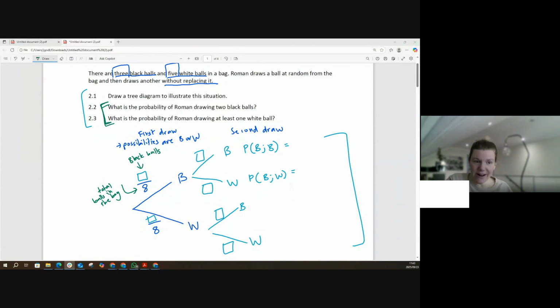Hello to those of you who just arrived. Welcome, welcome. Just finishing off tree diagrams today.